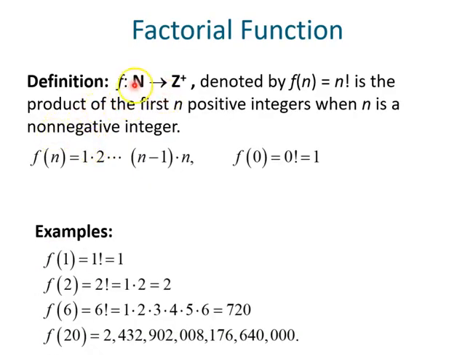The definition of the factorial function is a function from the nonnegative integers to the positive integers, denoted this way: f of n is n with an exclamation mark. We read this as n factorial. Here n is defined this way: f of n is 1 times 2 times and so on, n minus 1 times n, if n is bigger than 0, and f of 0 is just 1.